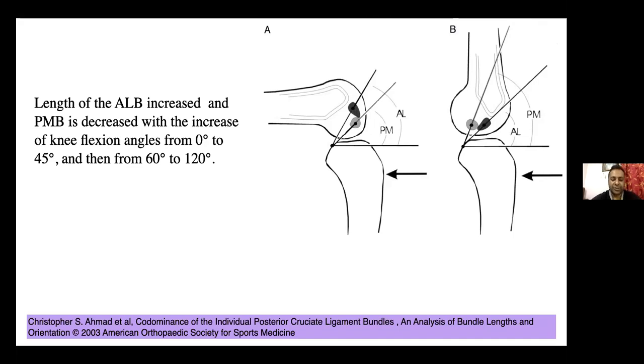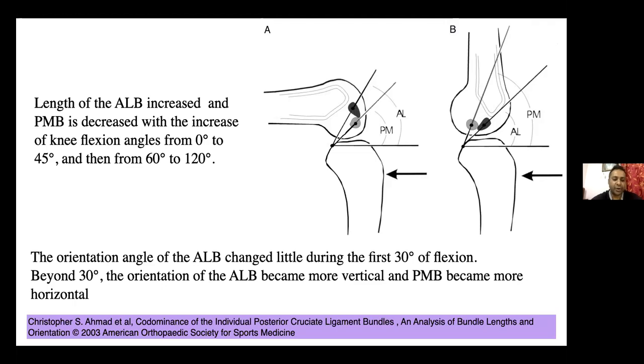Ahmed et al. studied the codominance of the individual PCL bundles and analyzed the bundle lengths and orientation. They reported that the orientation angle of the anterolateral bundle changed little during the first 30 degrees of flexion. Once the knee goes beyond 30 degrees of flexion, the orientation of the anterolateral bundle becomes more vertical and the posteromedial bundle becomes more horizontal.